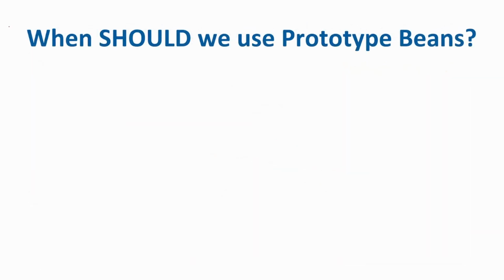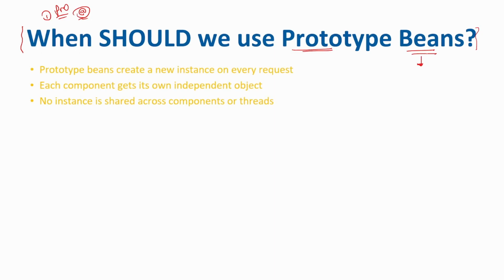So now you will be wondering, okay, now I have understood what the prototype scope bean is, and how we can declare the prototype scope bean using the bean method and the stereotype annotation. Now where should we use the prototype beans? Prototype beans create a new instance on every request. Every time we request a prototype bean from the Spring context, Spring creates a new bean for us. So each component gets its own independent object.